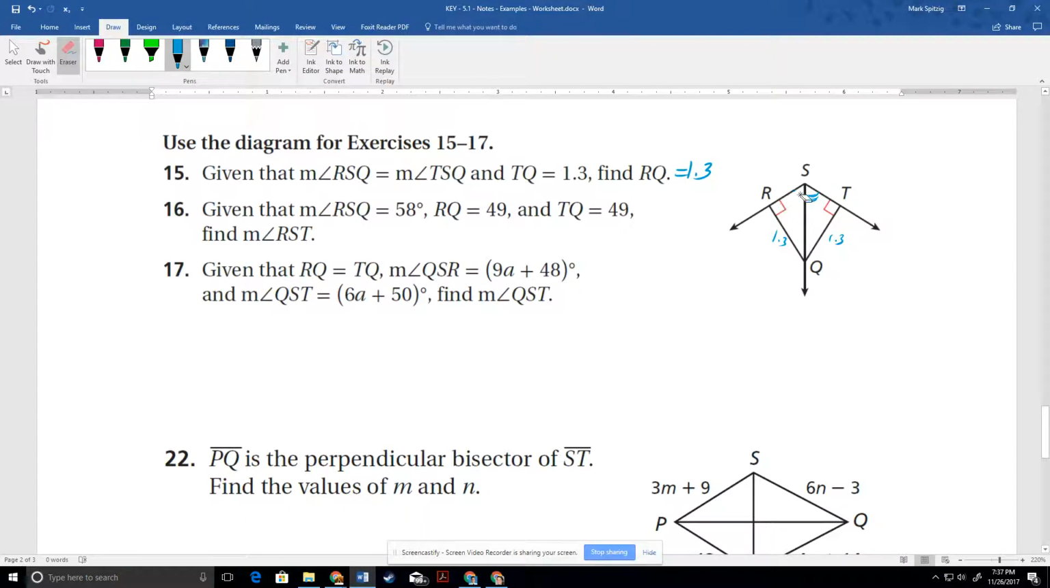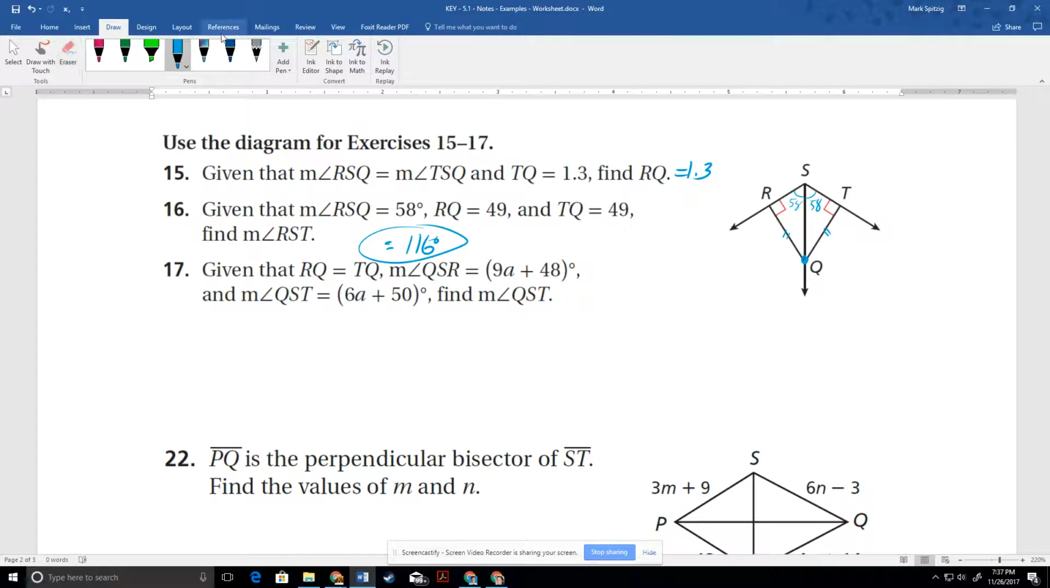Okay. All right, so now it says given that this angle RSQ is 58, so this part is 58. And then it says that both RQ and TQ are 49, so they're congruent, meaning that this is on an angle bisector, which means this angle has to also be the same as that one, or 58. So it says find RST, which is just going to be 58 times 2, or 116 degrees.